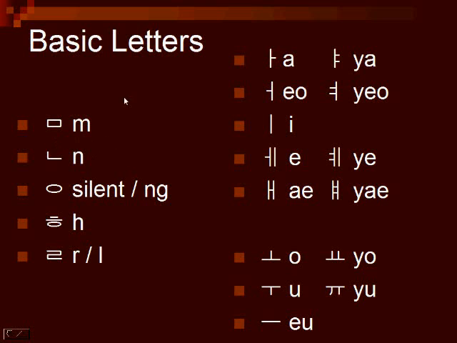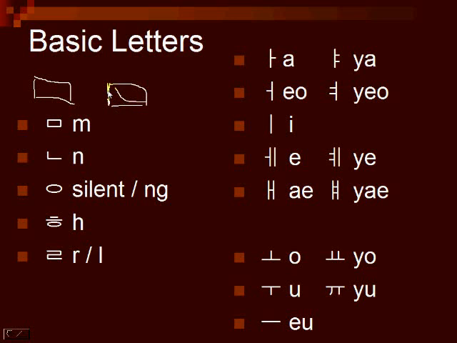Mieum is the first letter we're going to be learning. It looks like a box written 1, 2, 3. That's right, over and left side, and bottom. That's the proper way to write mieum. You can get lazy and write a box, it doesn't really matter. It looks like a closed mouth. That's what you have to do to close your mouth and make mieum. That's m.